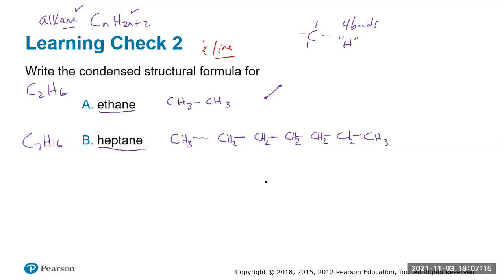Question on that there? And our line structure, again, would zigzag our way to 7: 1, 2, 3, 4, 5, 6, and 7. Any questions on that there?